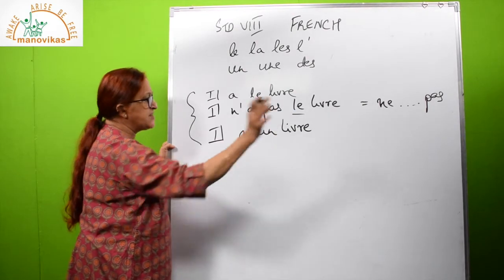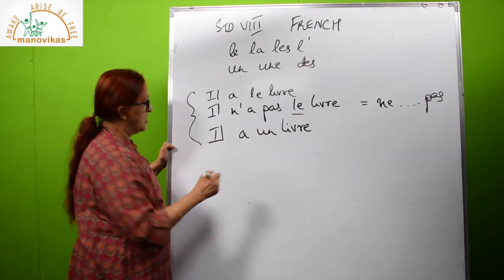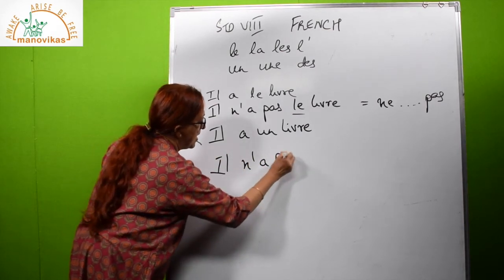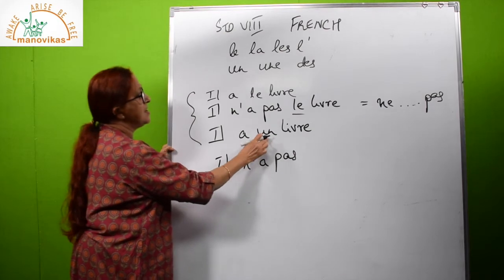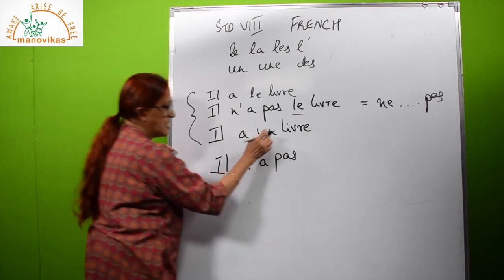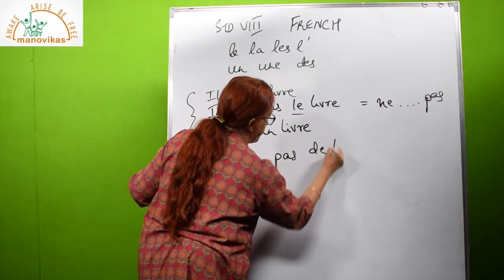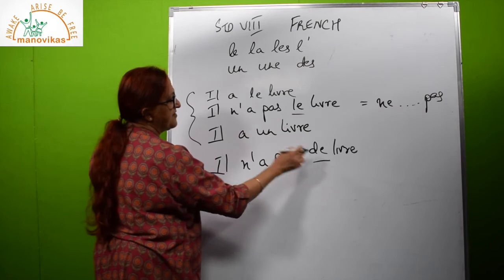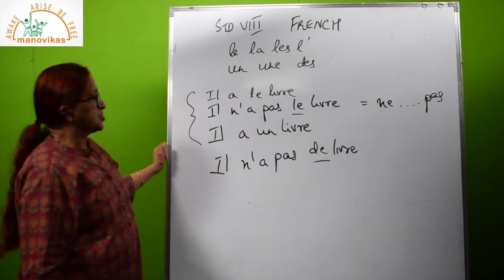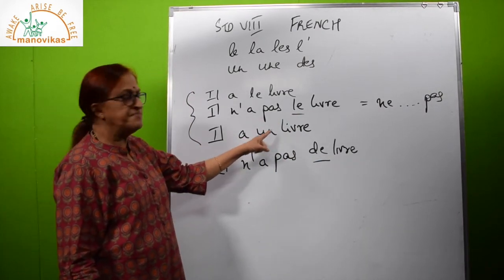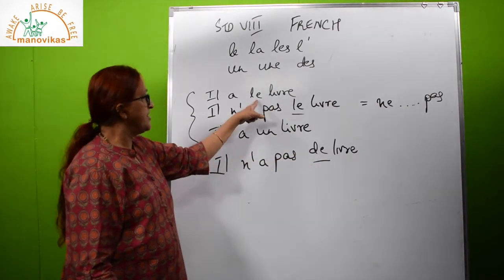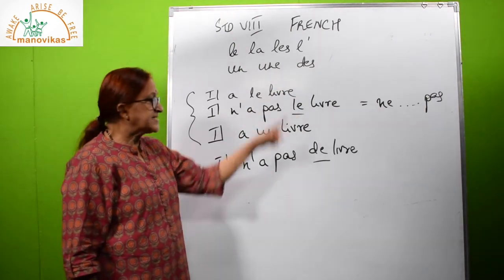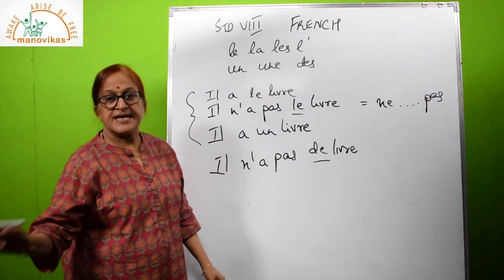Now here see what happens. He doesn't have any book. He has a book. He doesn't have any book. So what will I say? Il n'a pas. What will become of un? Un will not remain un. Un will become de. So here de means he doesn't have any book. So the indefinite article becomes de, whereas the definite article remains definite article. That is the difference. And that is what you are seeing in your textbook.